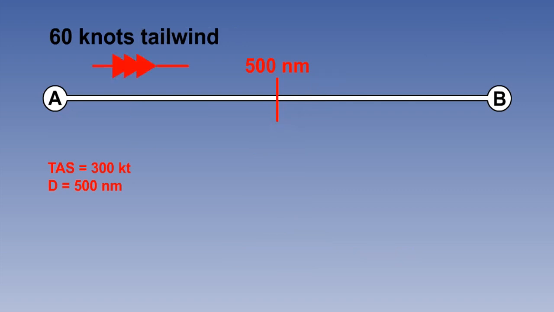Now let's consider 60 knots tailwind. This time O, the outbound ground speed, will be the combination of the 300 knots TAS and the 60 knots tailwind. This gives an onwards ground speed of 360 knots. However, if we return, the tailwind becomes a headwind, and H, the homebound ground speed, becomes 240 knots.